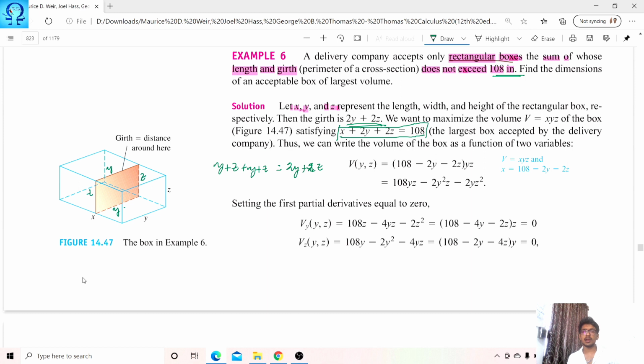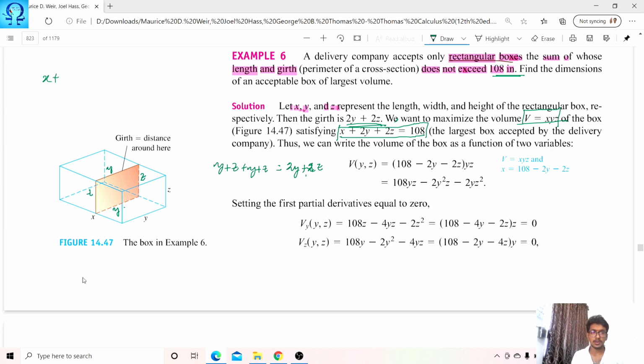Okay, and we'll have to identify the dimensions of the largest volume. So we'll have to maximize the volume, that is our objective. The volume is given by xyz. Now we'll change this to a function of only two variables from this one.